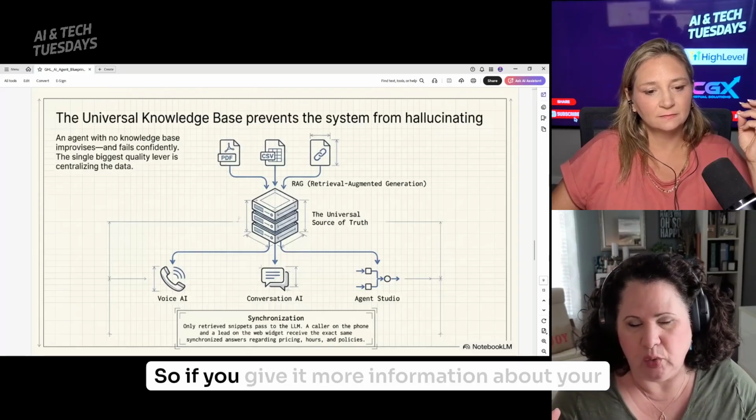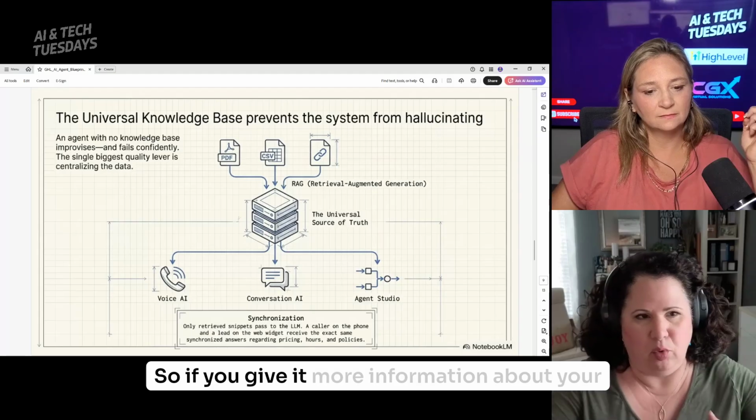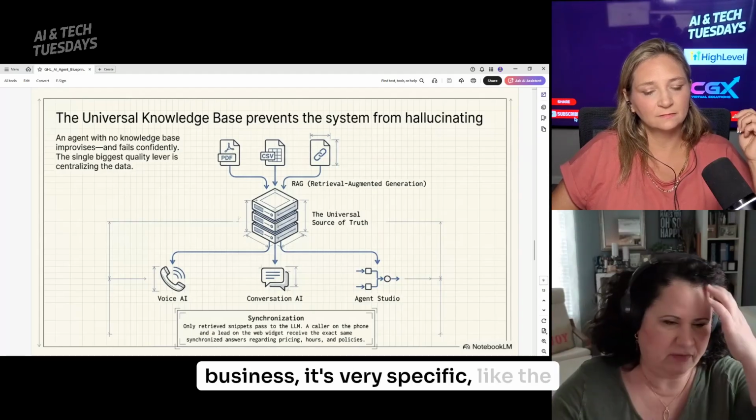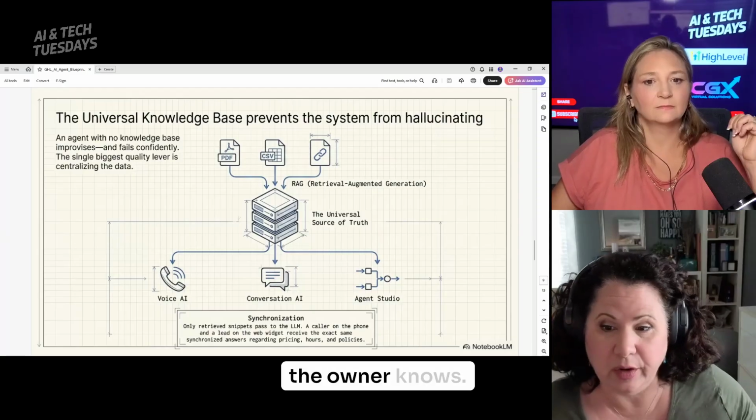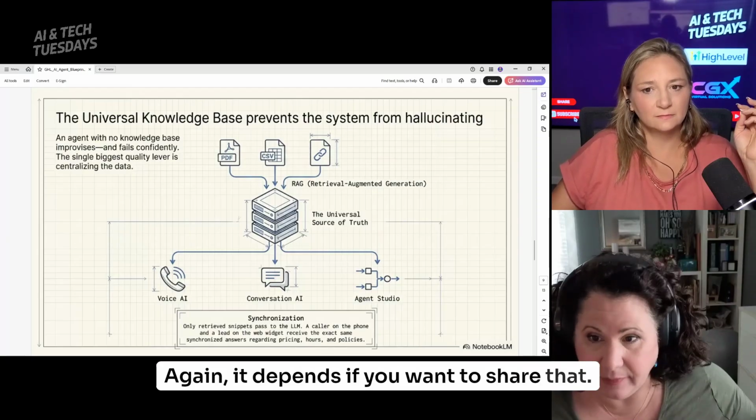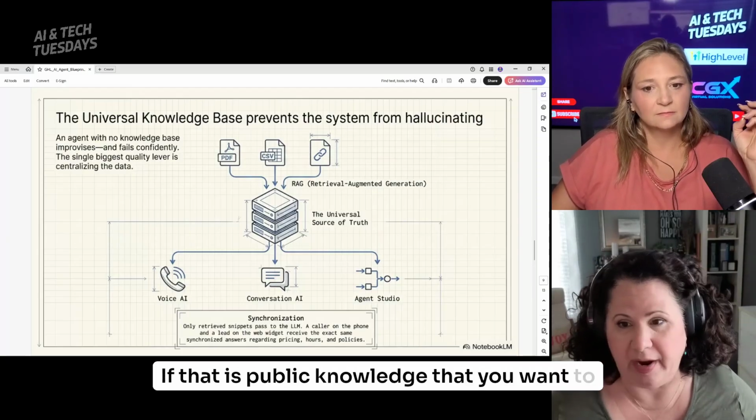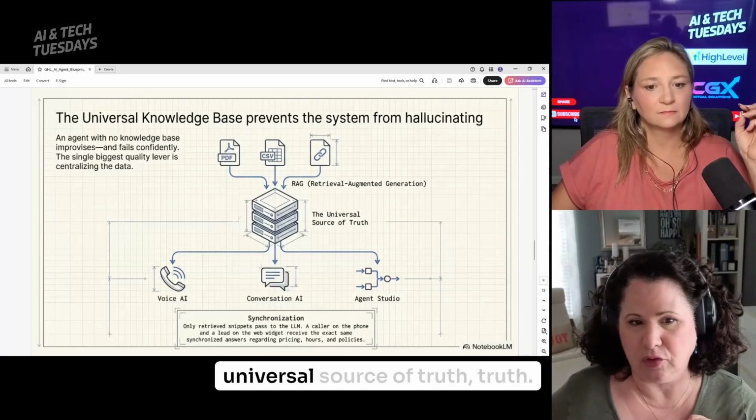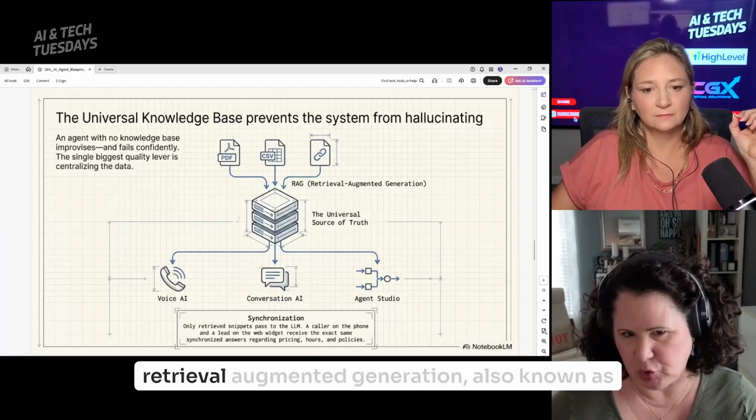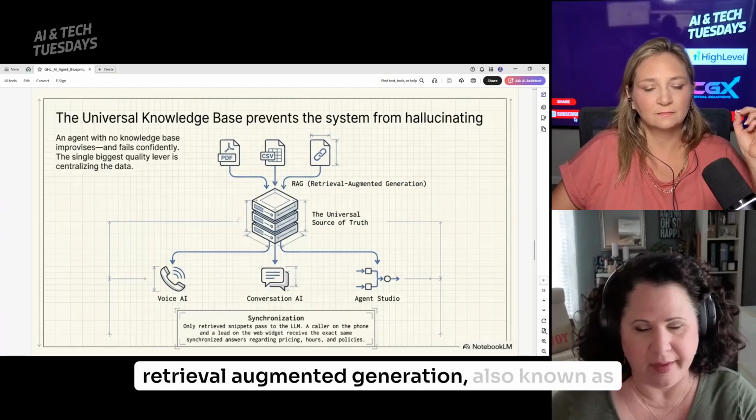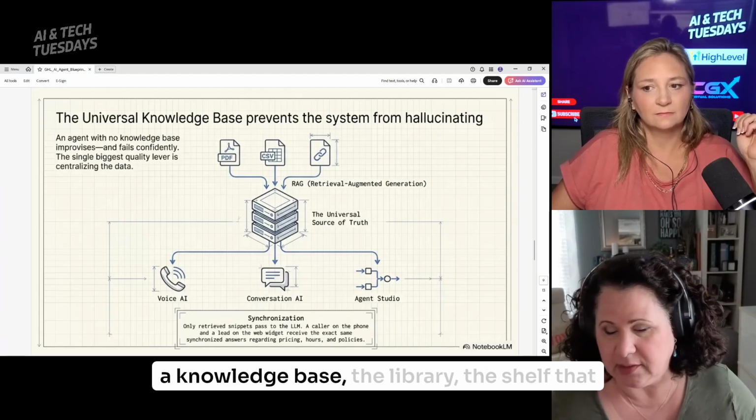So if you give it more information about your business, it's very specific, like the information that the owner knows and only the owner knows. Again, it depends if you want to share that. If that is public knowledge that you want to put out there, then you put it in your universal source of truth. In this case, it's called a RAG system, Retrieval Augmented Generation, also known as a knowledge base.